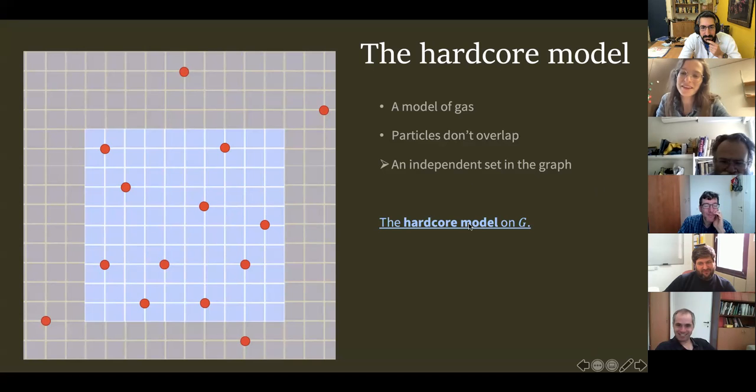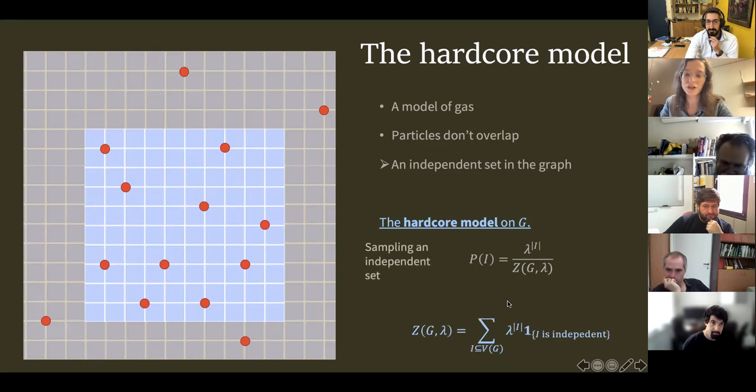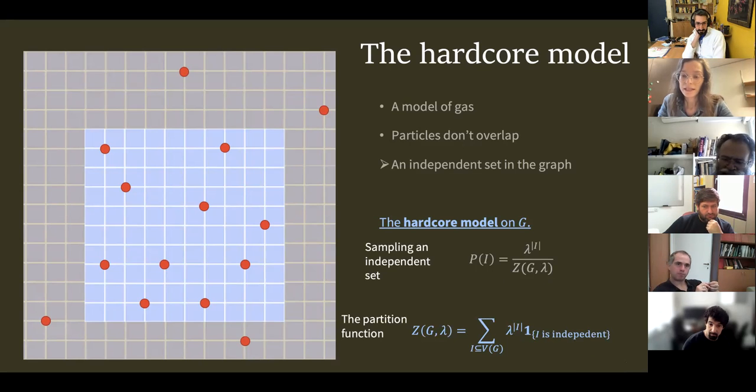Okay, so we usually think of this model with some fugacity parameter lambda. According to this model, the probability to sample one independent set, we want it to depend on the size of the set with this fugacity parameter lambda, and we want to normalize it with this function, which we call the partition function of the graph. So the partition function of the graph will just look like this. This is just the normalization function, and it's easy to see that if we just take lambda equals 1, then this is just a count.